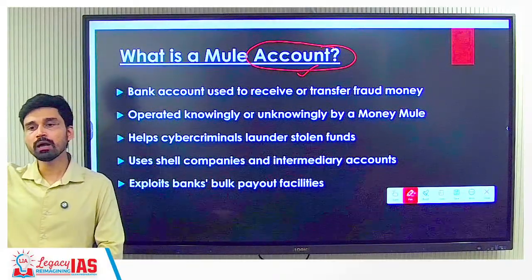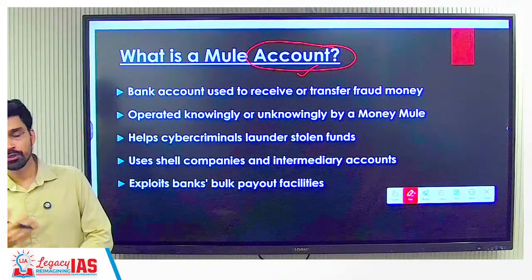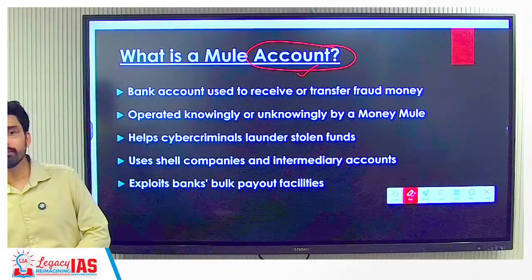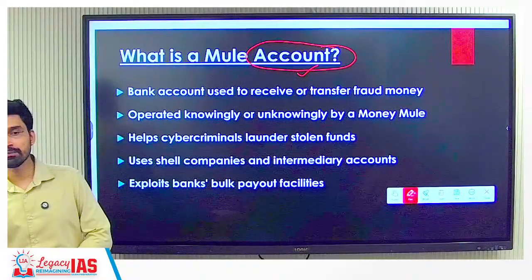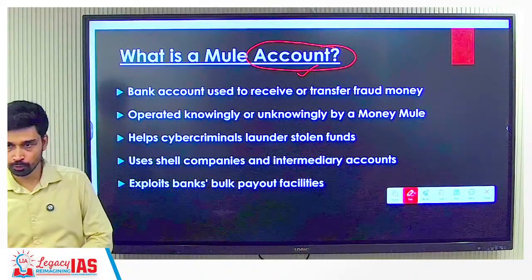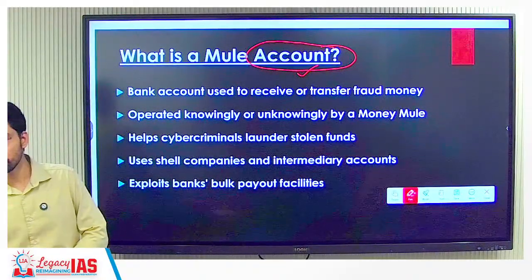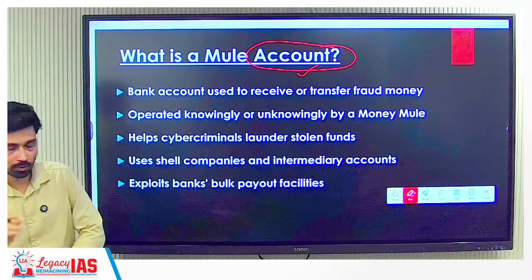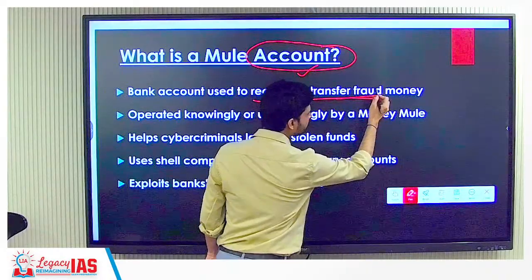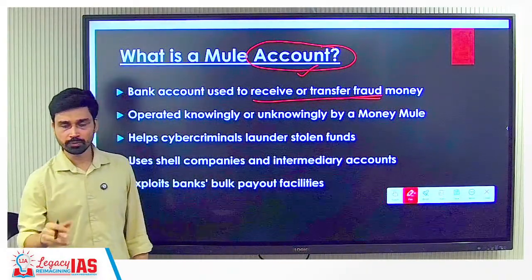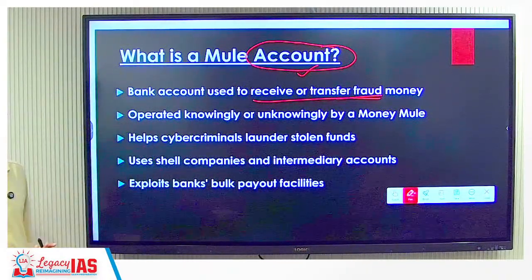You use accounts of different individuals, accounts of people who do not even exist as such. You make fake accounts, right? And then even if the government is able to trace it, they will not be able to trace it back to you, because you will not show any connection between your account and this person's account. Such a bank account, which is used to receive or transfer black money, fraud money, illegal money, what do we call such an account? A mule account, right?